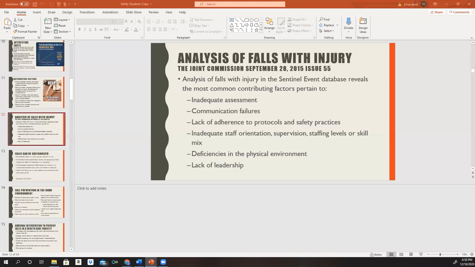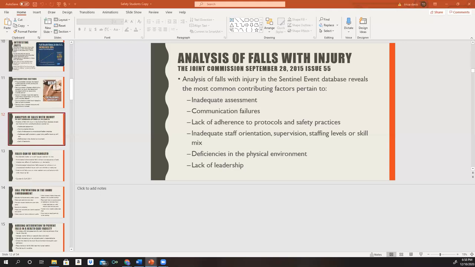Then you have deficiencies in the physical environment. A good example would be if your patient is a high fall risk and maybe PT got them up and they want them to sit in the chair. Well, if we didn't have enough chair alarms for the patient, that would be a deficiency in being able to keep them safe. And then lack of leadership. If you don't have a good leader who advocates for the education of her staff and encourages her staff members to go to safety meetings and learn evidence-based practice to keep patients safe, then these falls are going to happen and patients are going to get hurt.